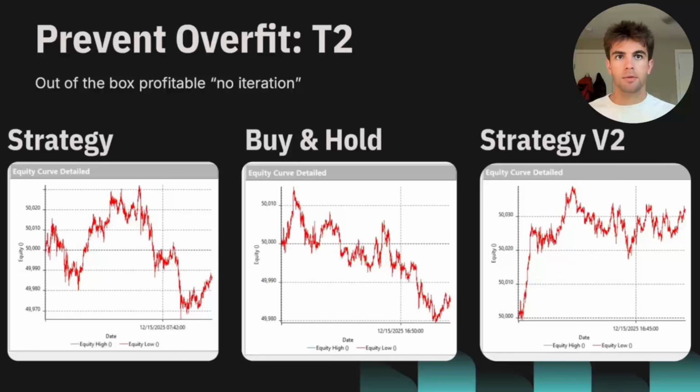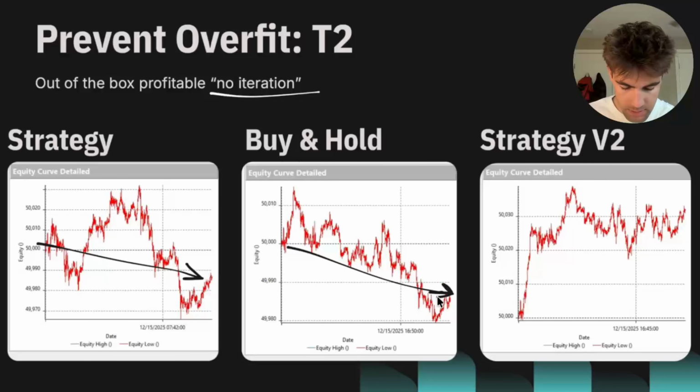The next idea to prevent overfitting is something I alluded to on the last slide. Just don't iterate at all. Code the strategy once, and then if it's profitable significantly, okay, maybe you can iterate a tiny bit. But if we look here, this strategy had a negative net profit. And yes, it was over a period where the benchmark also had a negative net profit.